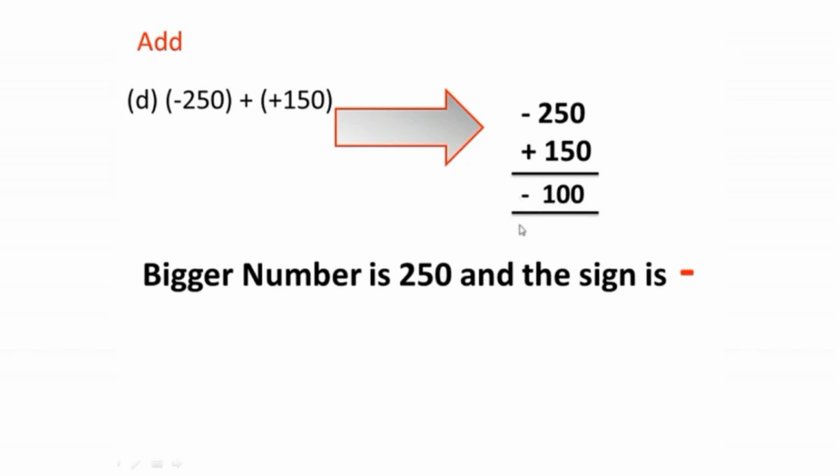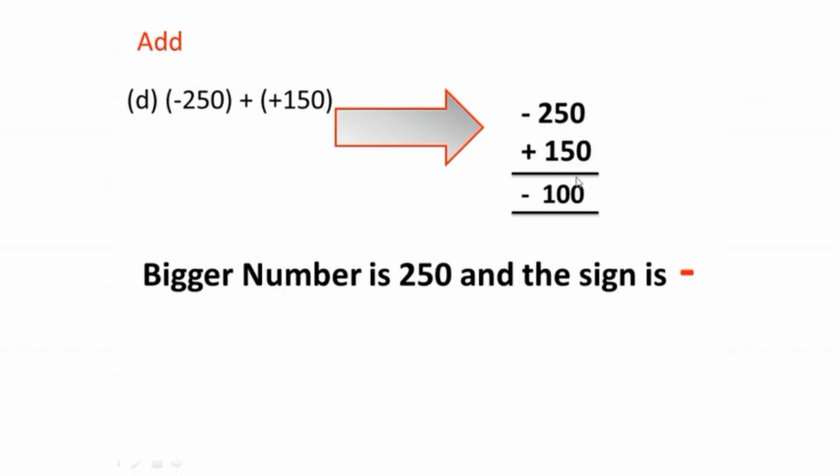Very interesting fact here, I have given minus 100. What is the reason behind minus 100? The bigger number here is 250 and the sign is minus. Look at here, 250 has a minus symbol and 150 has a plus symbol. Which is the bigger number here? The bigger number here is 250. So whichever number has the bigger value, its sign has to carry into the resulting part.